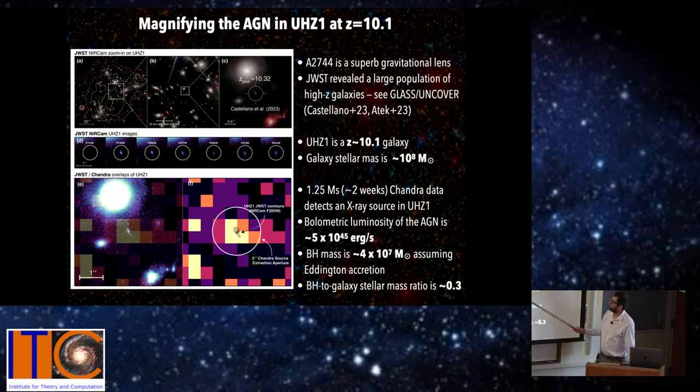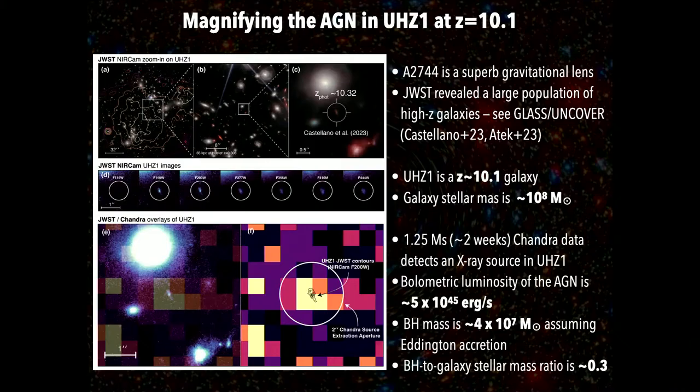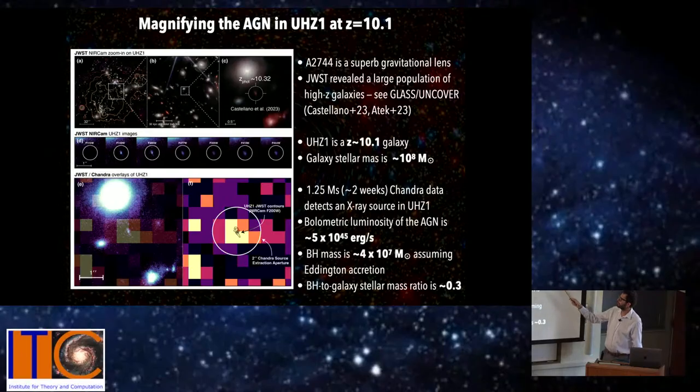What I'm going to tell you about is an AGN located in a high-redshift galaxy called UHZ1, and it's magnified, it's gravitationally lensed. So what is lensing in gravitation? It's the Hubble Frontier Field cluster ABELL 2744, which is an excellent gravitational lens. It was one of the early release programs of JWST, and JWST revealed a large number of high-redshift galaxies. It was studied in multiple programs, for example in GLASS or in the UNCOVER program.